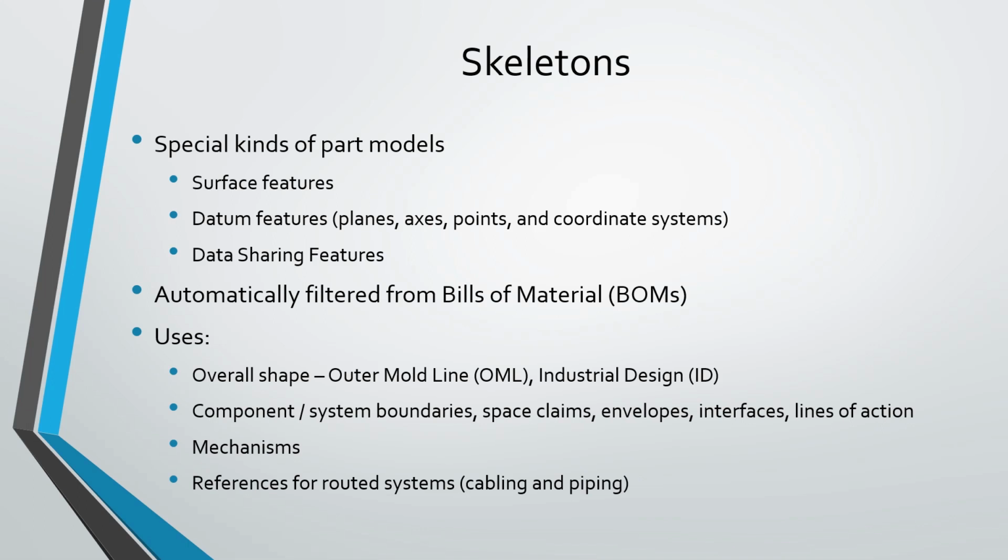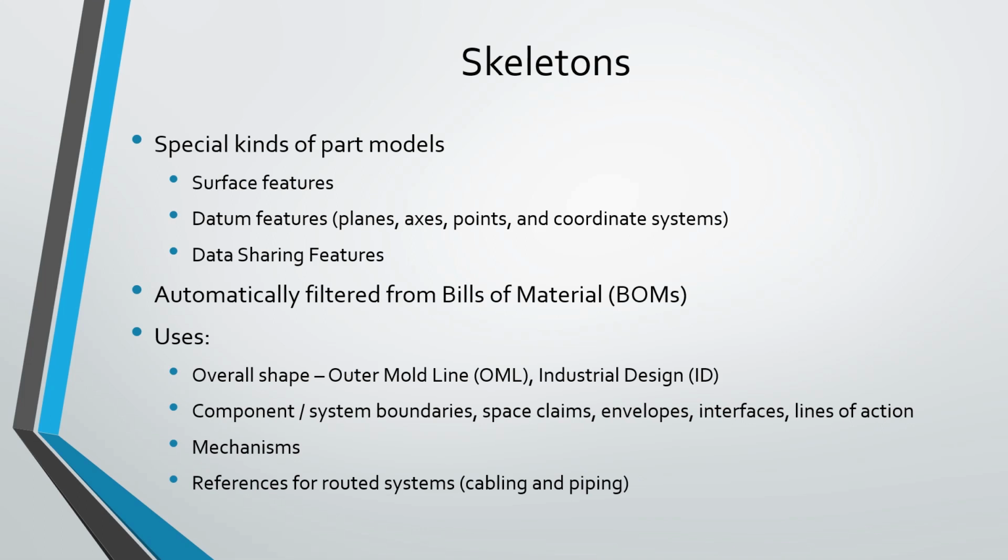Data sharing features include features like published geometry, where you can say, these are the different surfaces that I want you to grab from the skeleton to use to design different sub-assemblies or individual components. Also, a lower level skeleton might grab geometry from a higher level skeleton. Since skeletons are hypothetical, like the conceptual framework for the different assemblies you're designing, you're not going to manufacture them, so they are automatically filtered from your bills of material.